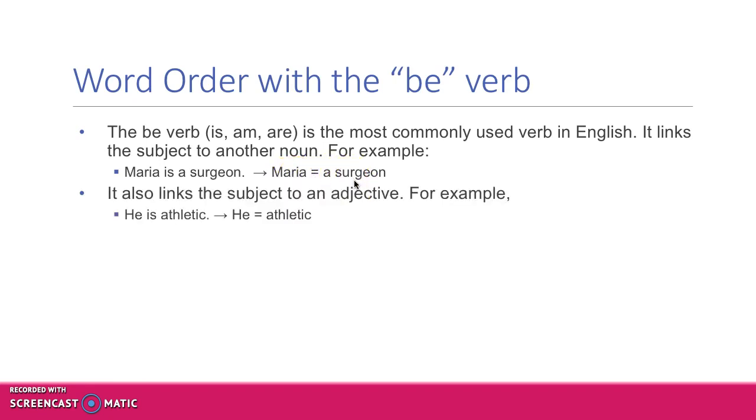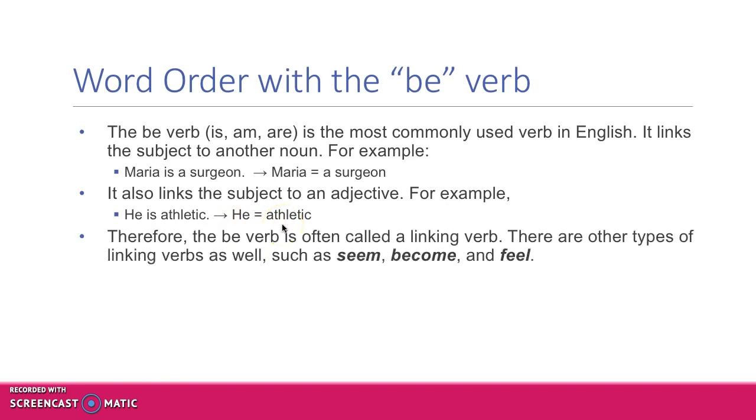It also links the subject to an adjective. For example, he is athletic. It's like saying he equals athletic. He is being linked to athletic. Therefore, the be verb is often called a linking verb. There are other types of linking verbs as well, such as seem, become, and feel. Those are words that link the subject to a noun or an adjective.